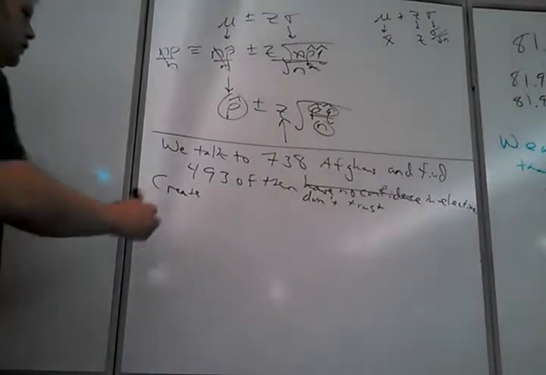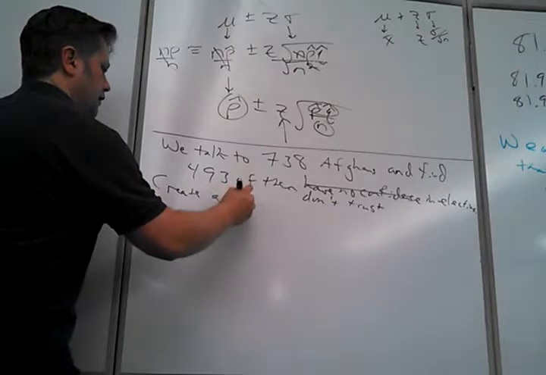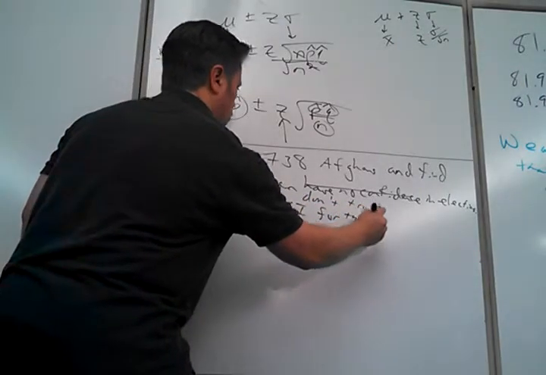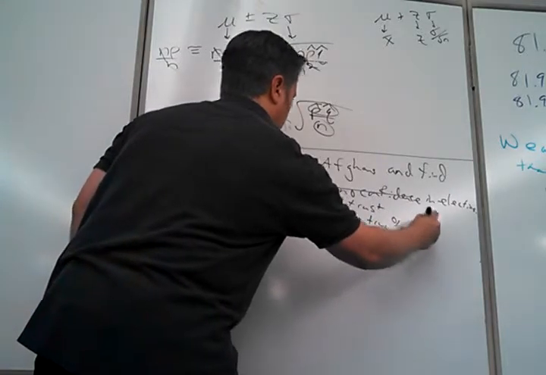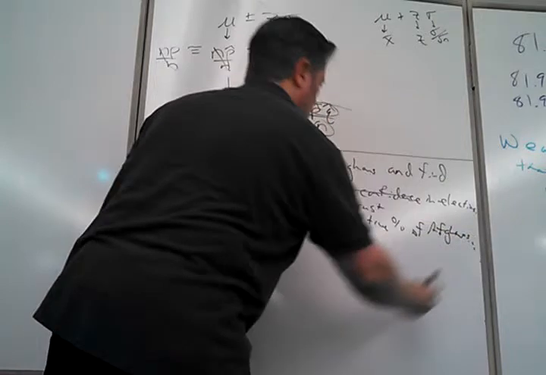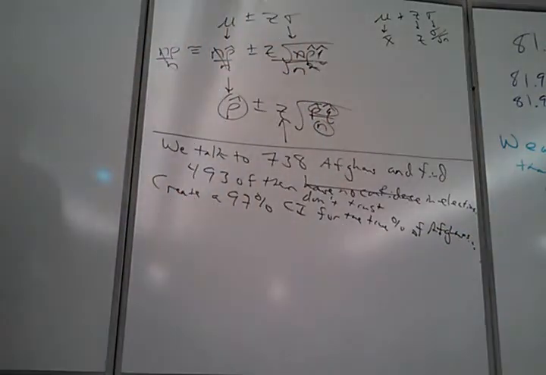Okay. Create a 97% confidence interval for the true percentage of Afghans who don't have trust in their elections. You guys kind of with me? We'll do this one together, and then I got a little handout. It's a little bit different for you to try on your own.